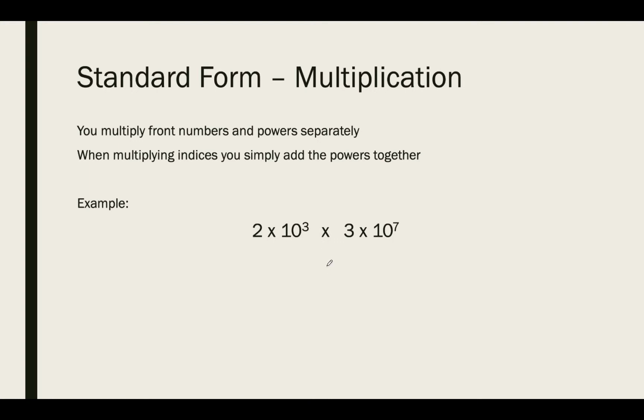So our front numbers are 2 and 3, so we have to multiply them together. So 2 times 3 makes 6. And now we're left with 10 to the power 3 and 10 to the power 7. All we do is simply add the powers together. So we put times 10 and the powers together. The powers here are 3 and 7, so 3 plus 7 is 10. So our final answer is 6 times 10 to the power of 10.